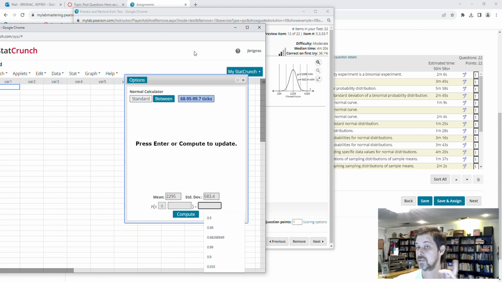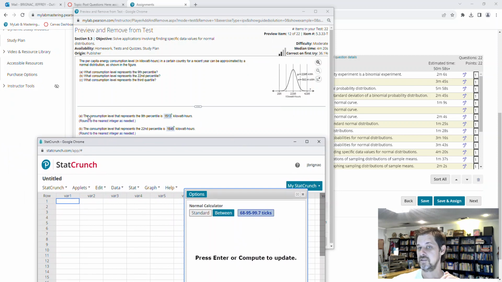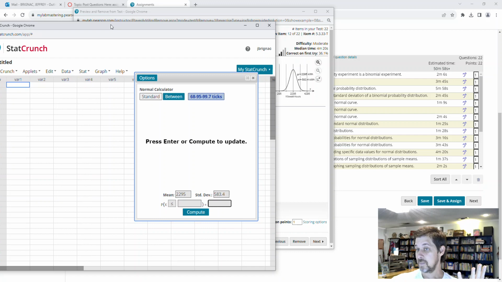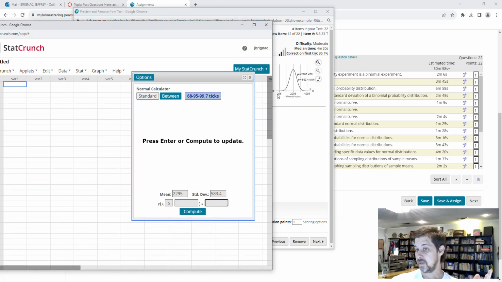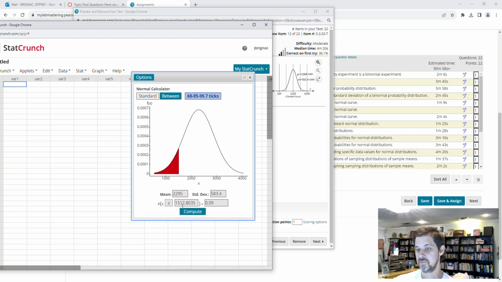Now, I was just saying that if I want the energy consumption that is the 9th percentile, that's the energy consumption that's more than 9% of the population. So the way I could do that on this normal calculator is I put in 0.09 representing 9%. And the number that shows up here is the energy consumption on the horizontal axis that's more than 9%. And that's what I want. Okay, so I do a compute and it says 1512.8. Okay, so right there, this red portion to the left of it is 9% of the entire population of people that use electricity in this problem. So it should be 1512.8.